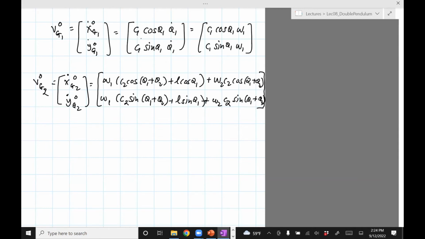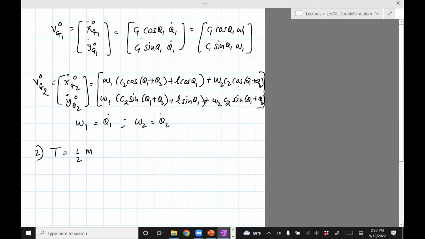Okay, so we are done with the speeds. I should also point out that omega 1 is theta 1 dot and omega 2 is the rate of change of theta 2. So that's what the omega 2 is in this expression. Next step is to compute the kinetic energy, which is T.